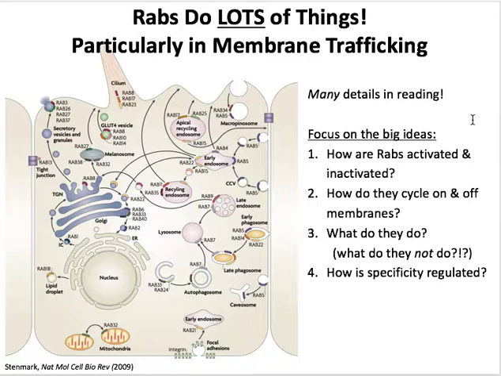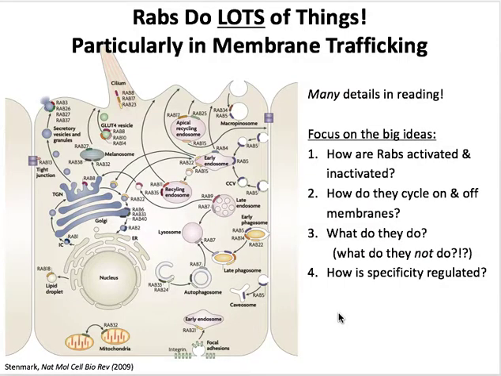Taking away from the reading, how are Rabs activated and inactivated? This is called the Rab cycle. How do they cycle on and off membranes? What instructs them to insert into the membrane and to come off again when they're not needed anymore? What do the Rabs do? Or maybe what I should really ask is what do they not do, because they seem to be involved in everything. And then finally, how is their specificity regulated?